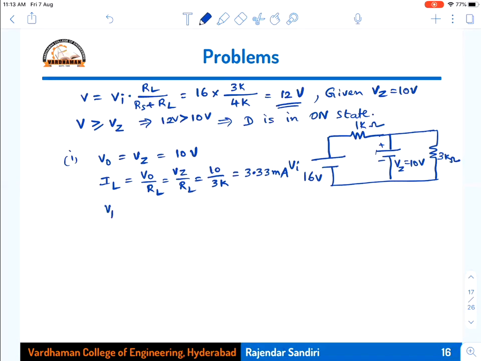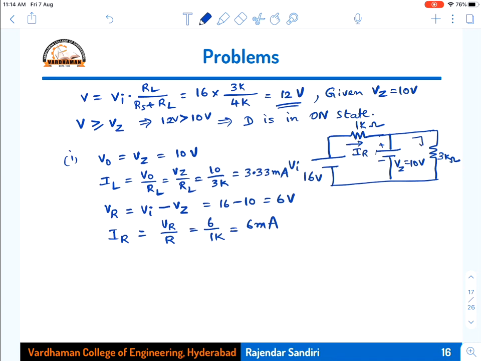Once IL is known, we calculate VR. VR is nothing but Vi minus VZ, that is 16 minus 10. So VR is 6 volts. Once you know VR, how do you calculate IR? IR is equal to VR divided by R, which is 1k. So 6 divided by 1k is 6 milliamperes. IR we got it.